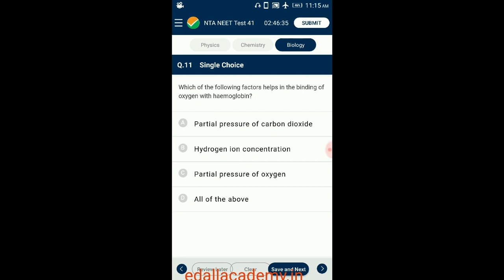Question number 11. Which of the following factors help in the binding of oxygen with hemoglobin? A rise in the partial pressure of carbon dioxide and the hydrogen ion concentration causes shifting of the oxygen dissociation curve towards the right. The right shift is also noticed when oxygen concentration is low. So the answer for this question is all of the above. So the correct option is D.